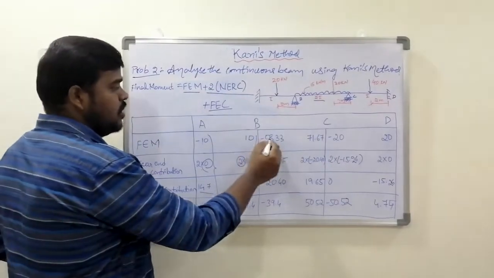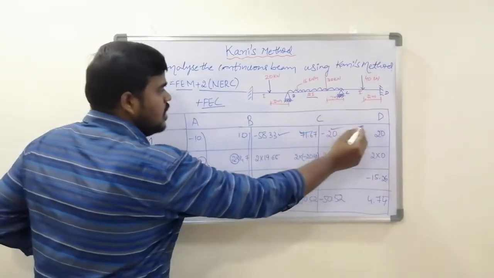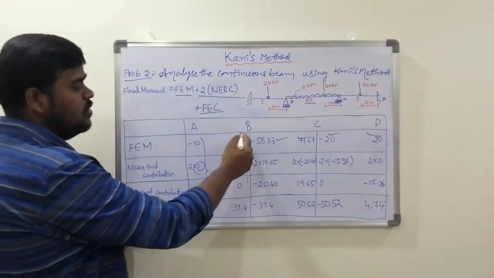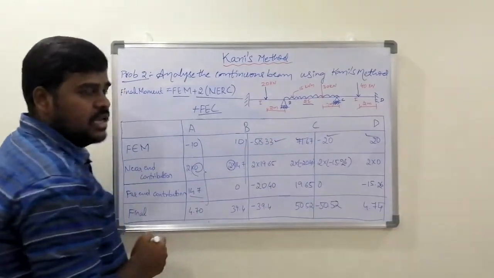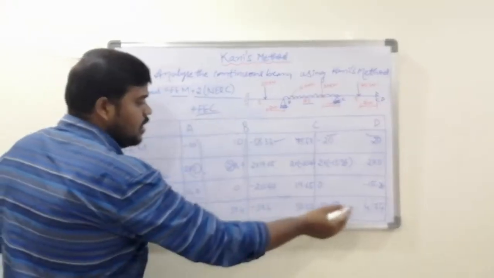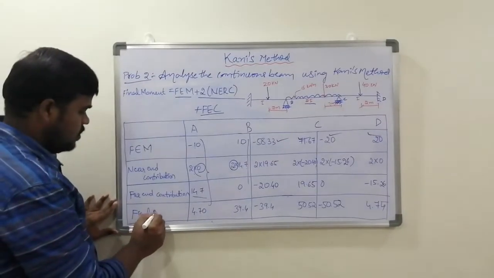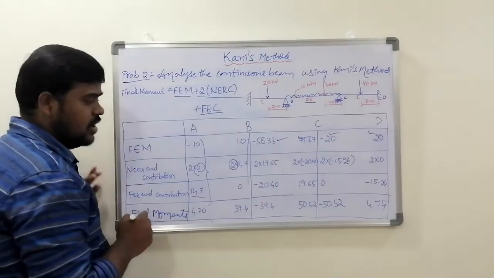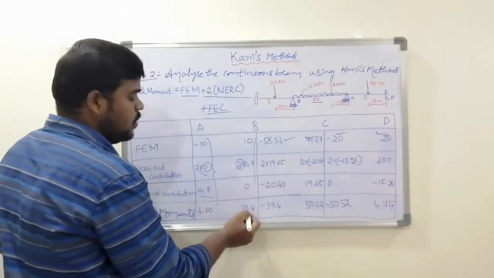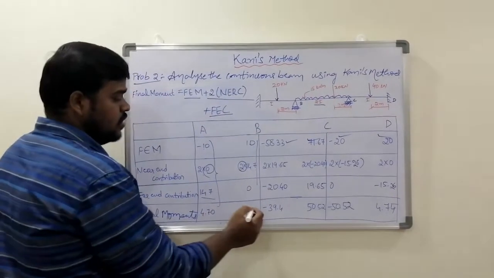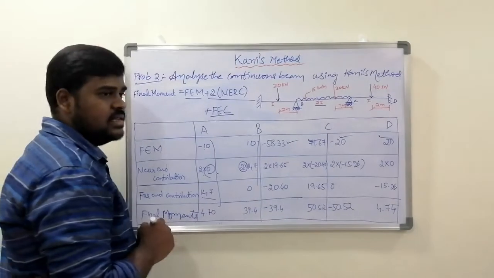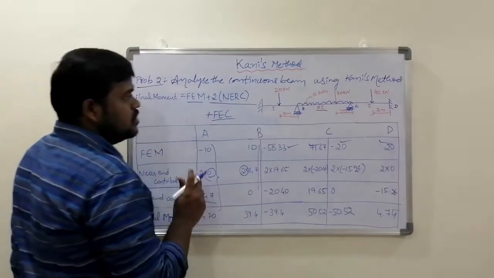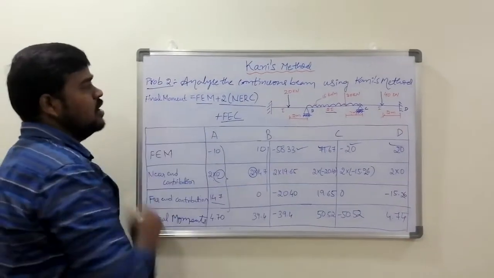Similarly for here and here we have to do in the same manner as we have done for AB, we have to do for BC and also for CD. These are the final moment calculations. We have to check 39.4 and minus 39.4. If we add these two, we will get the answer as 0, and we can tell that it is in equilibrium. Similarly here. So that's all regarding problem number 2 in Canis method.